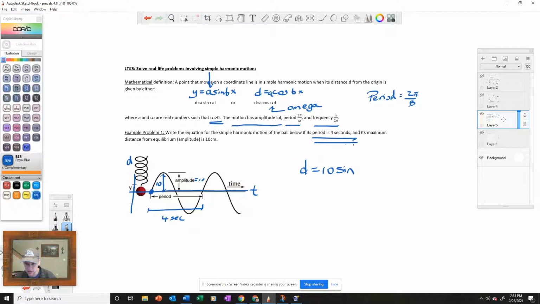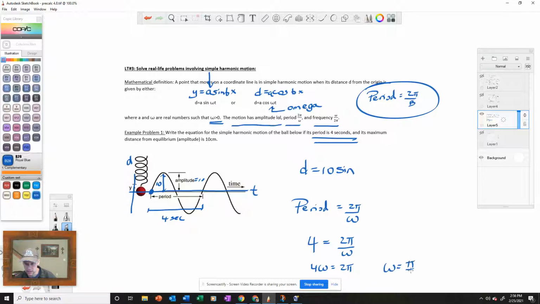So this is going to be a little bit tougher to do, but I'm just going to use this equation. If you know that the period is always going to equal 2 pi over omega, and you know that your period is 4 seconds, I'm going to plug in 4 for period, and I get 4 equals 2 pi over omega. Cross multiplying, I get 4 times omega equals 2 pi. Dividing by 4 on both sides, I get omega equals pi over 2. And therefore, I'm going to use this equation, and I know my omega value is going to be pi over 2 times t. And therefore, that is going to be my equation.